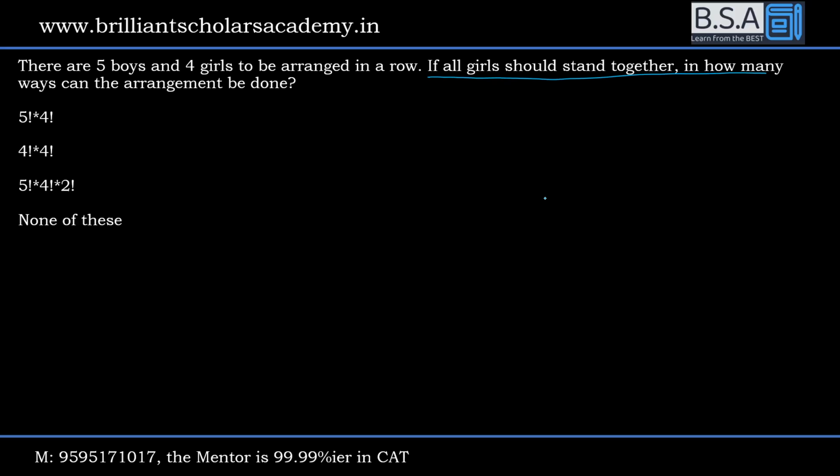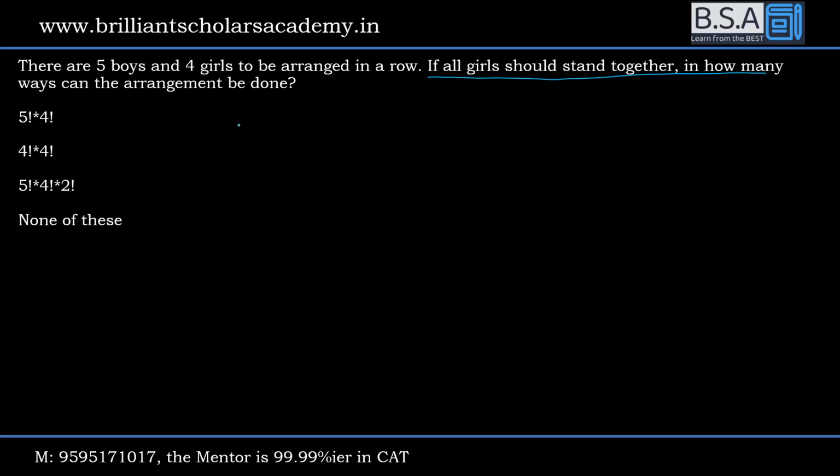Considering the level of CAT, we will complicate this a bit more. We will say all the girls are together, but boys named Ramesh and Suresh can never be adjacent. So we add one layer. Seeing the CAT nowadays, this will be the kind of question.